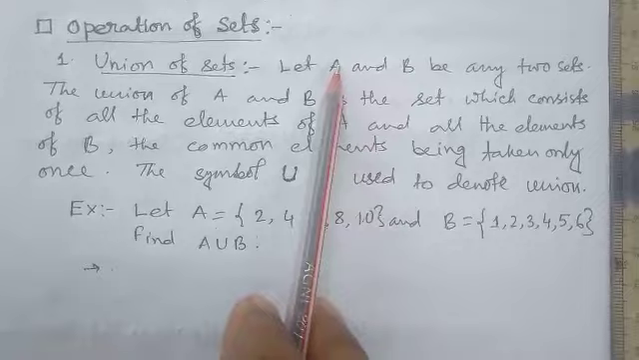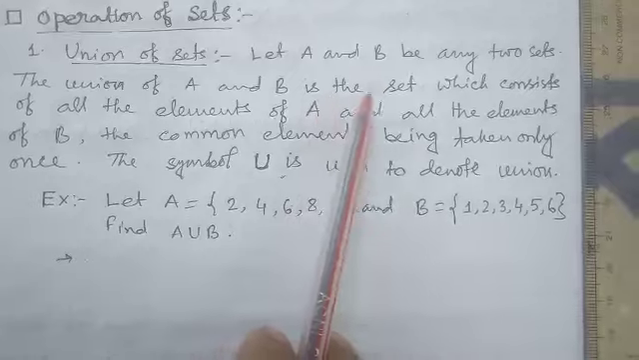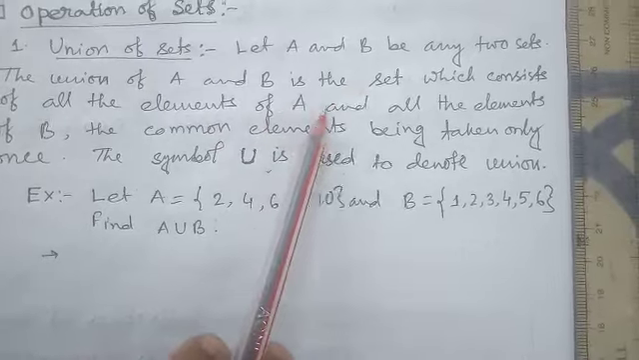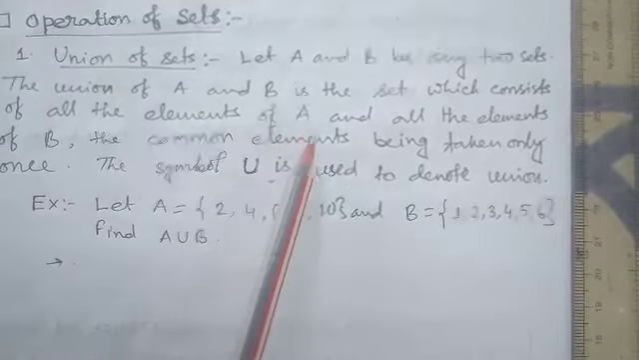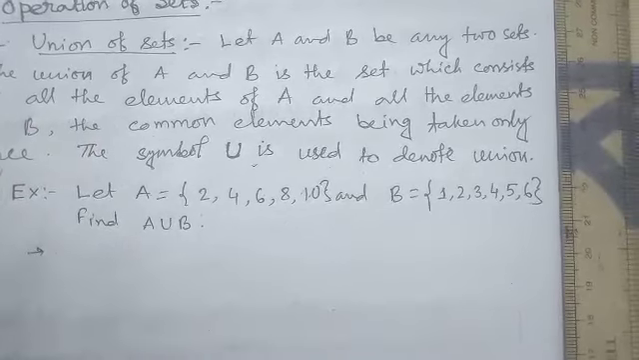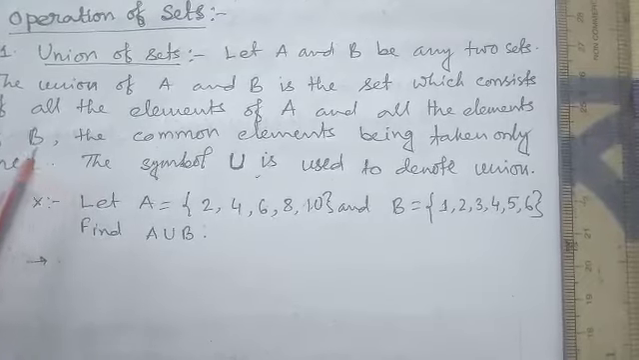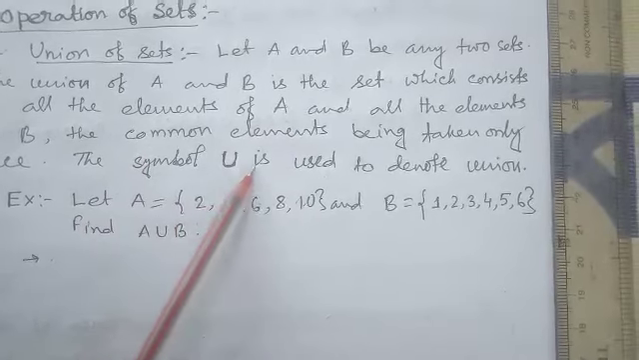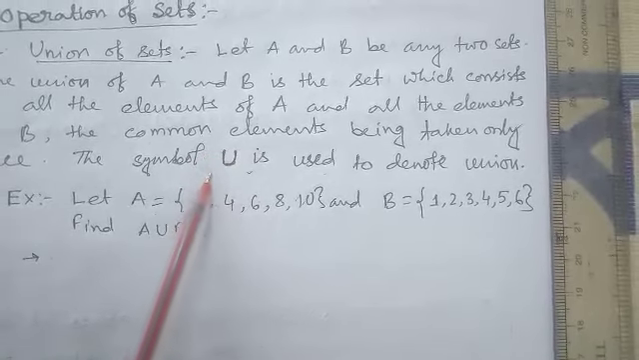First, consider A and B any two sets. The union of sets A and B is the set which consists of all elements of A and all elements of B, with common elements of A and B taken only once. Because in the definition of a set, the elements should be distinct. The symbol you denote the union operation by is this type of symbol.